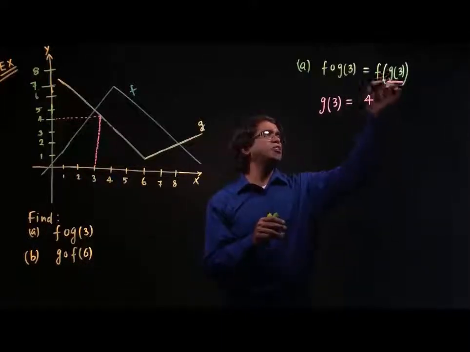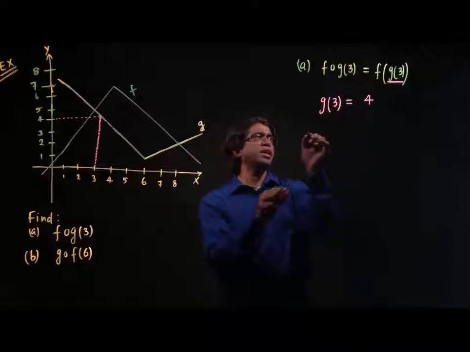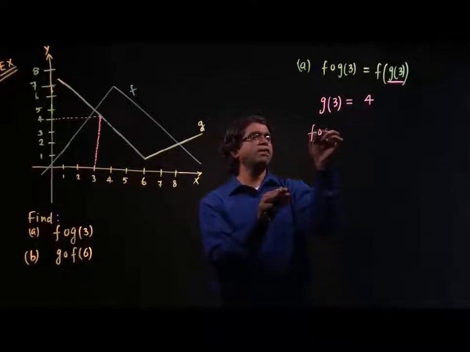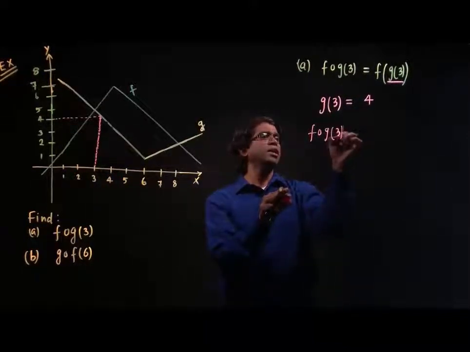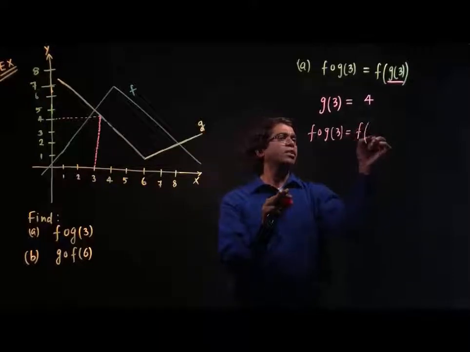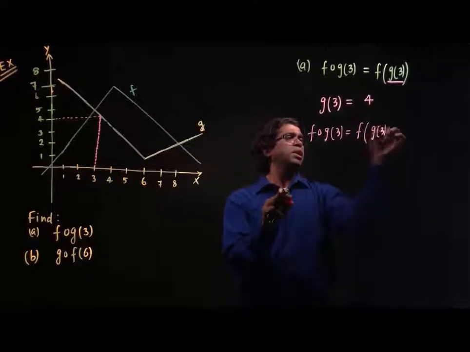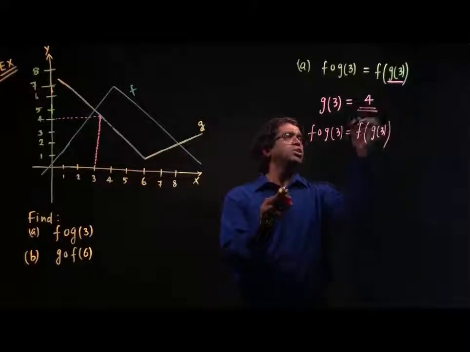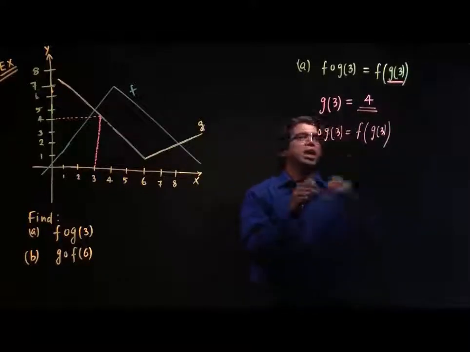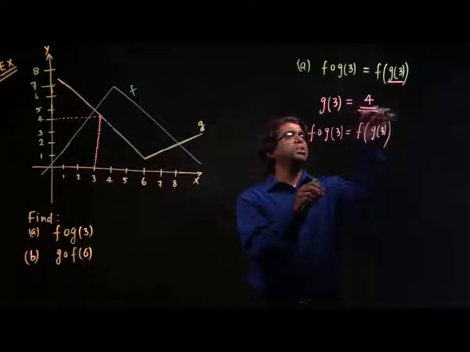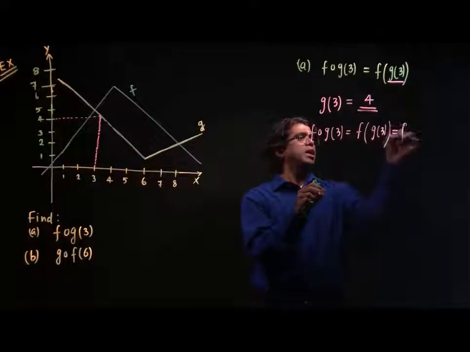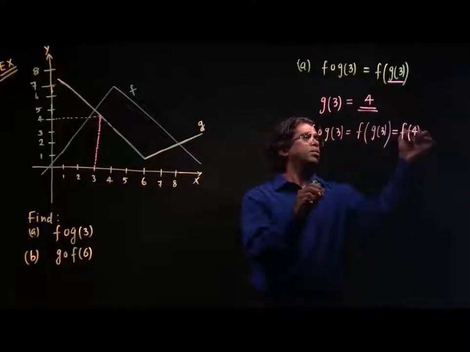Now, we need to find the value of this expression right here. So f of g of 3 is basically what? f of g of 3, and we know g of 3 is 4. So this will be f of 4, right?